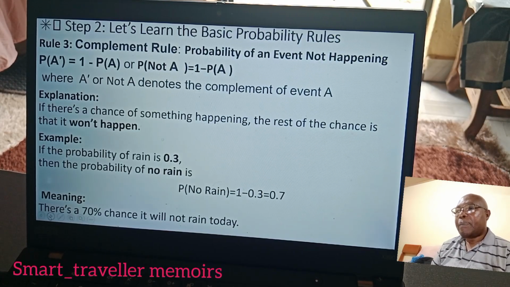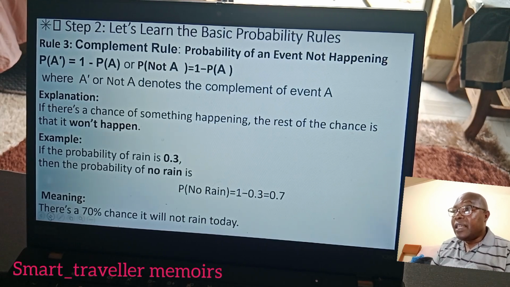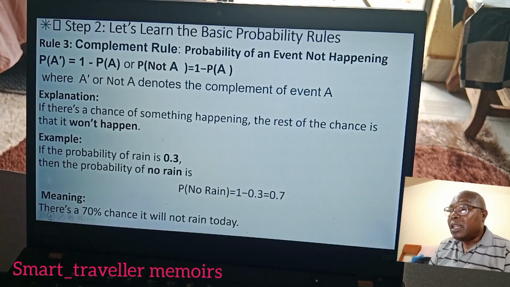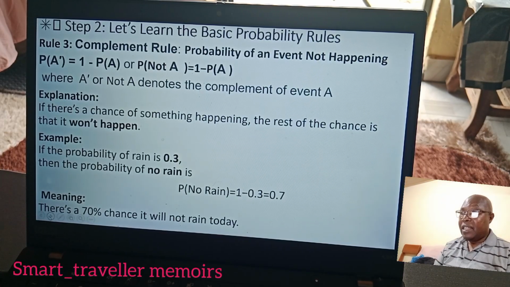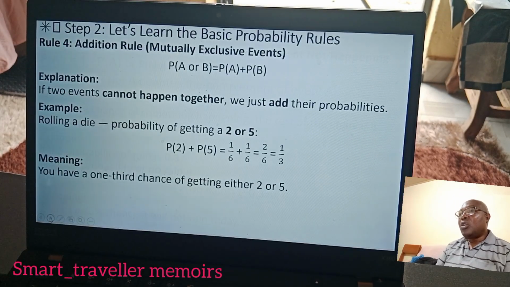Let's explain. If there is a chance of something happening, the rest of the chance is that it won't happen. For example, if the probability of rain is 0.3, that is, the probability of today raining is 0.3, then the probability of no rain, P(no rain), is 1 minus 0.3, which is 0.7. Meaning there is a 70% chance it will not rain today.